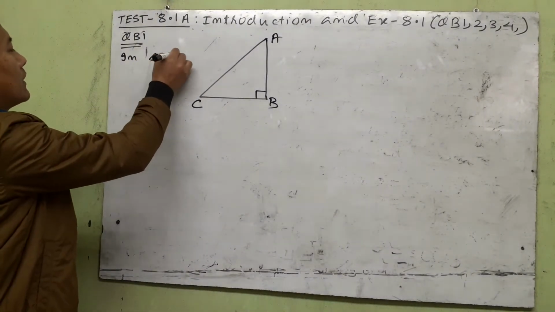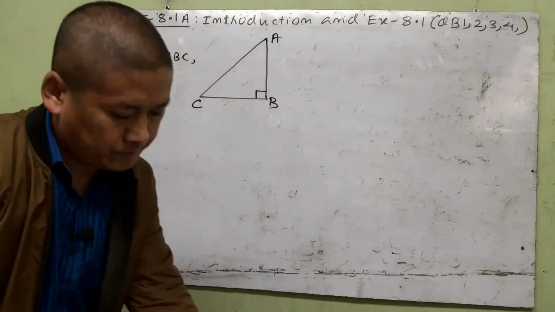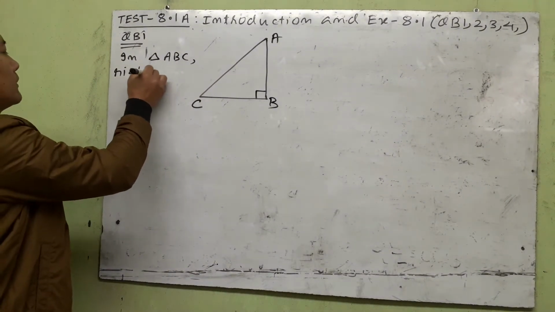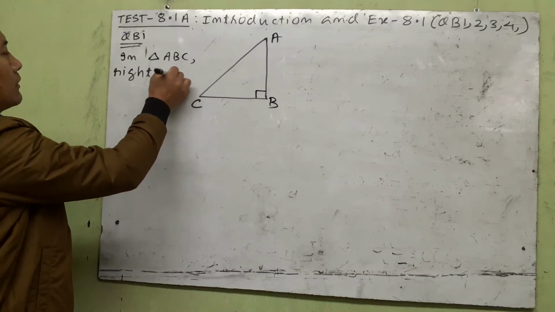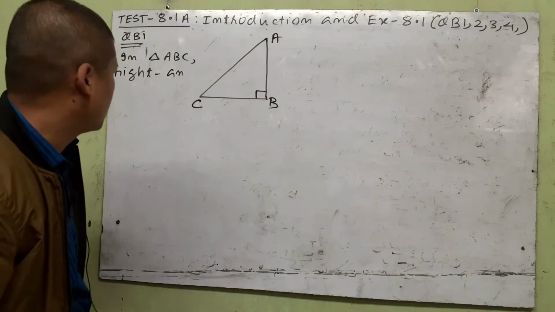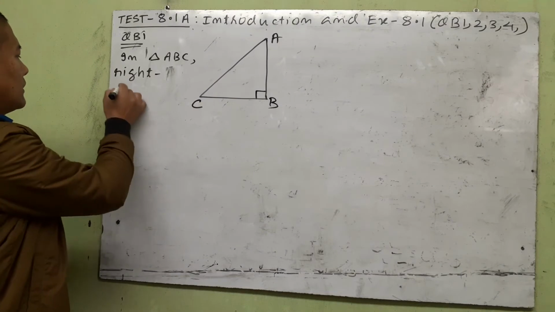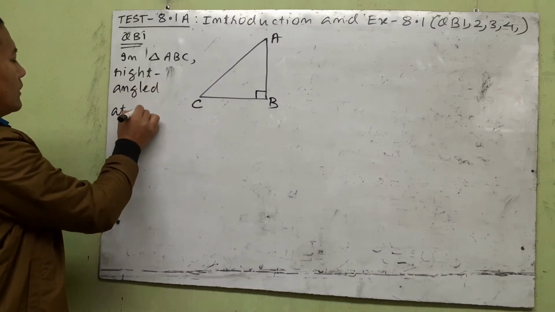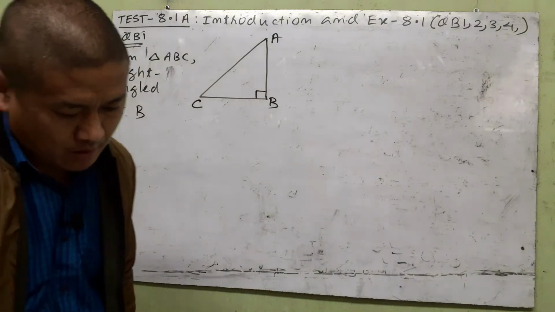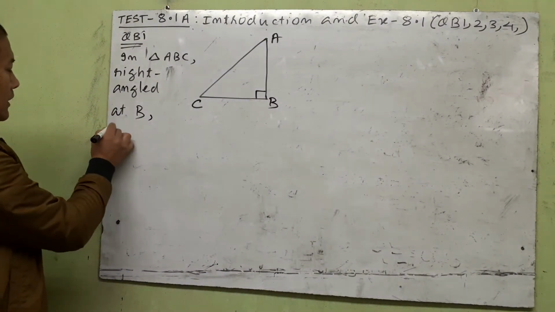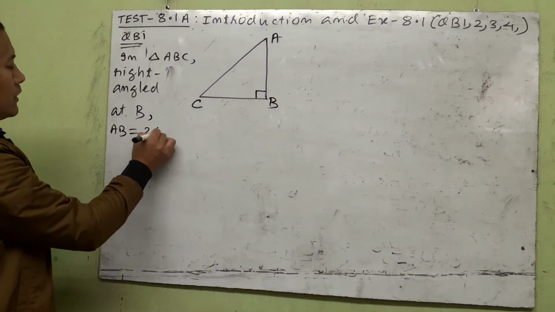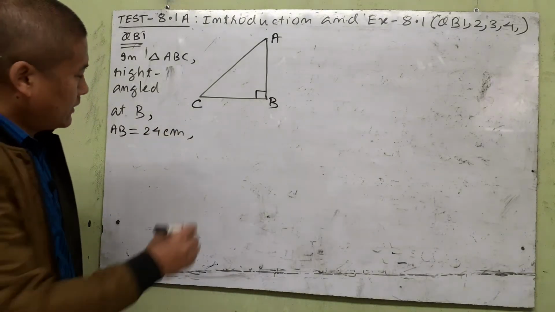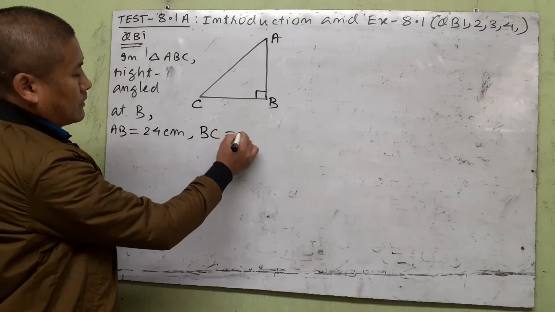Okay, let's just use the same language as the text. Triangle ABC, right angled at the point B. They give us AB as 24 centimeter. BC is equal to 7 centimeter.